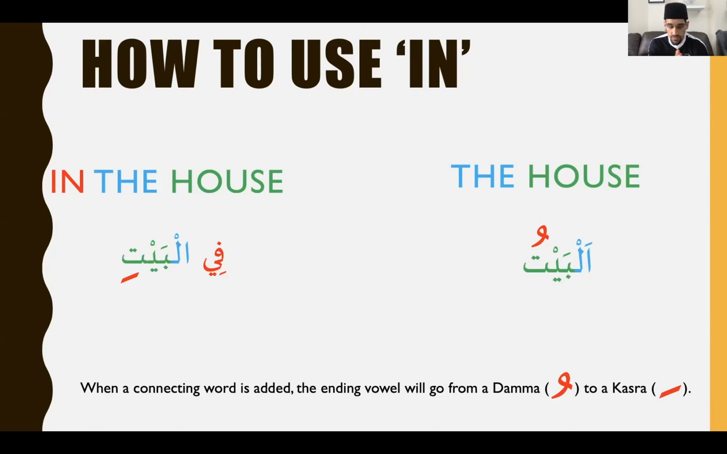So when a connecting word or preposition is added, the ending vowel will go from a dhamma, which is above the ta in al baytu, to a kasra, which is the line under the ta in fil bayti in the second sentence. So that's just an idea of how to use a preposition, and we're using the word in, which is fi. Let's do a few more examples, and just so we get the hang of it, and then once we do have the hang of it, we'll be able to move on very quickly.